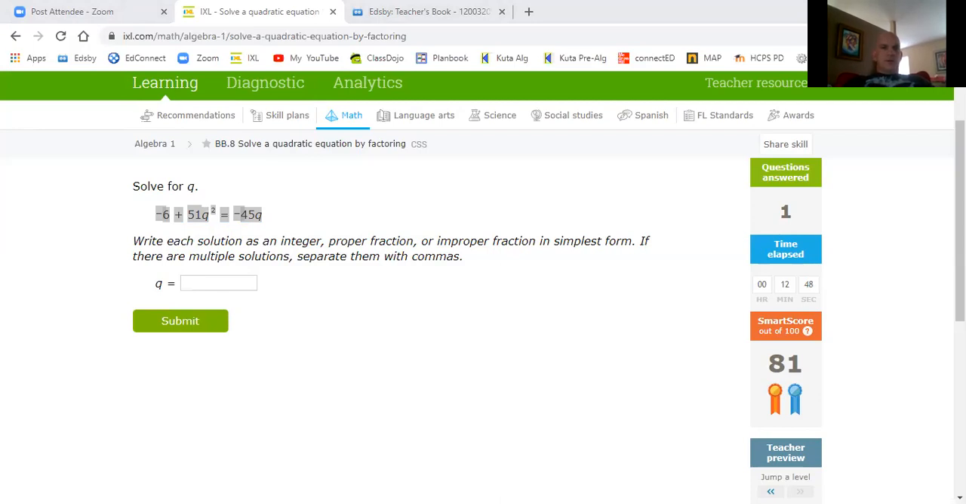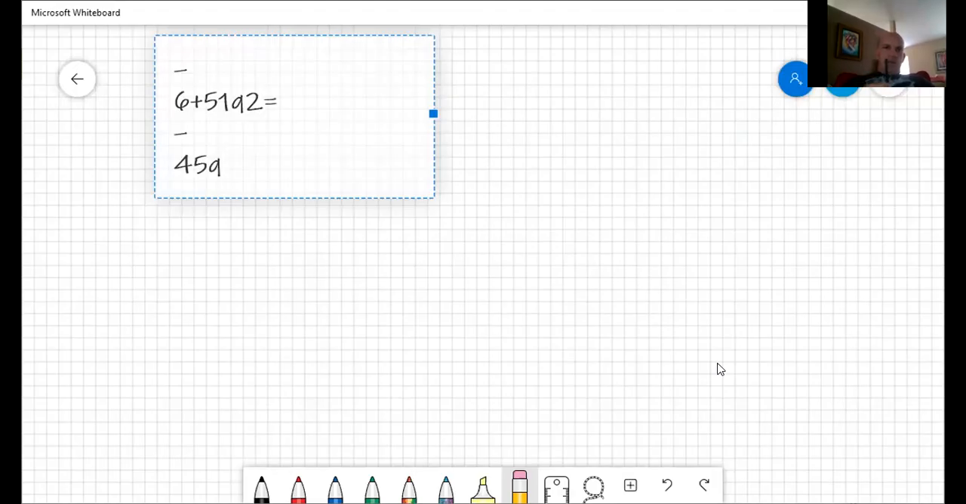Let me just double check on IXL what it's showing. So negative 6 plus 51q squared equals negative 45q. All right, so I'll show you what I'm talking about here. Switch this over to the whiteboard because it pasted very strangely. So I'm just going to rewrite it and then get rid of that thing there. So it started off with negative 6 plus 51q squared equals negative 45q. All right, so that's what that is. So let me get this off of here.